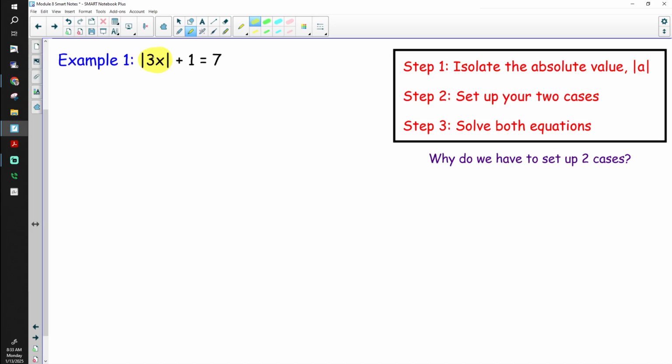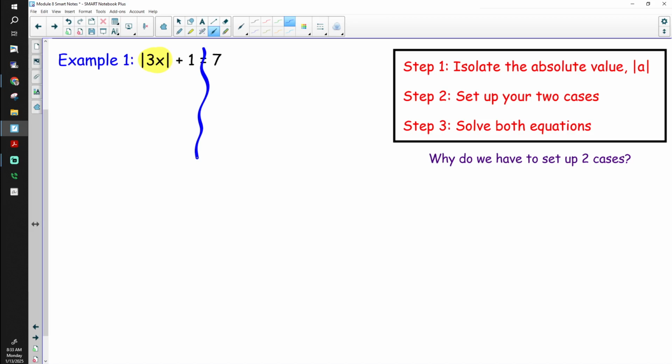Right now, is it by itself? Is the absolute value of 3x all by itself on the left side, or is something else over there with it? See how there's a plus 1? Okay, so it's not isolated yet. We need to get that absolute value of 3x all by itself on the left side.